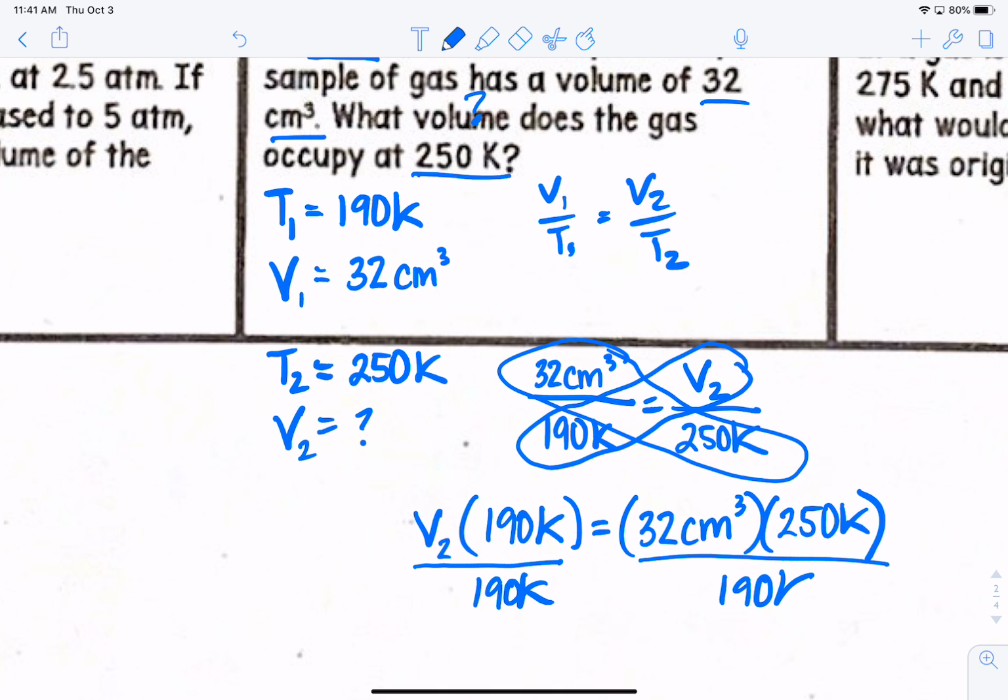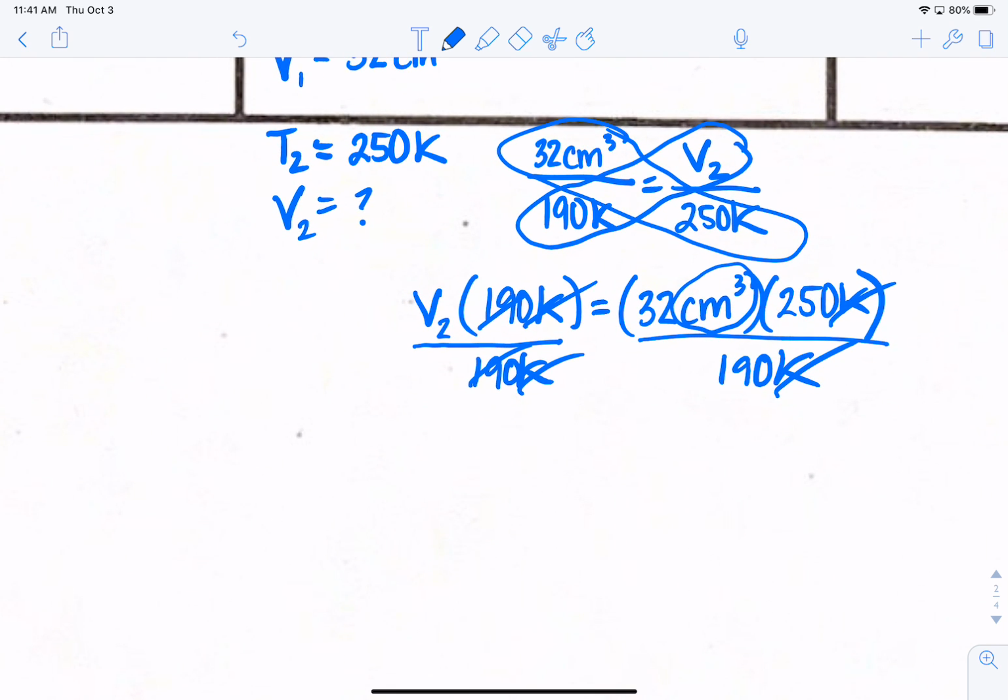And before we go any further, we want to cancel out things and make sure we've set it up correctly. So 190 cancels, K's cancel. Oh, look, on the right-hand side, my K's cancel. This is nice. I'm left in units of centimeters cubed. I asked myself, centimeters cubed is a unit of volume. Oh, good, that's what I'm looking for.